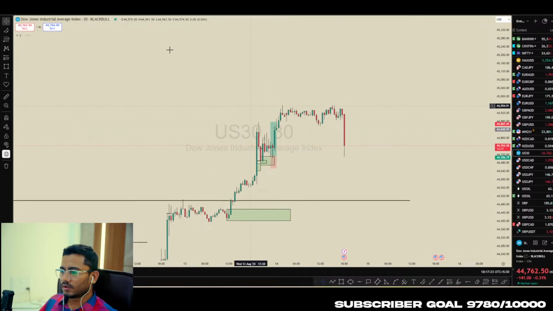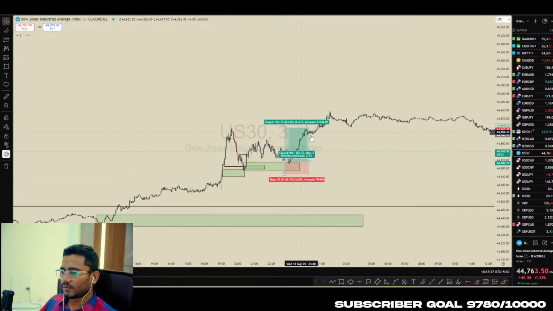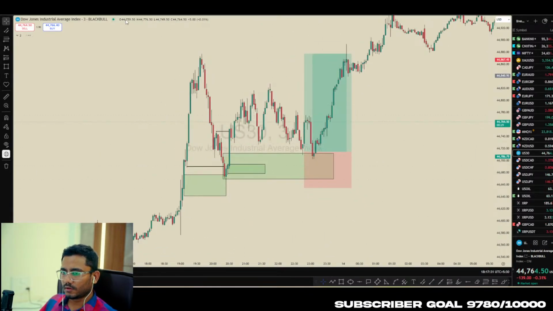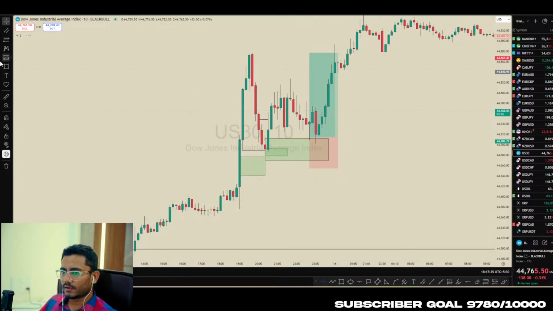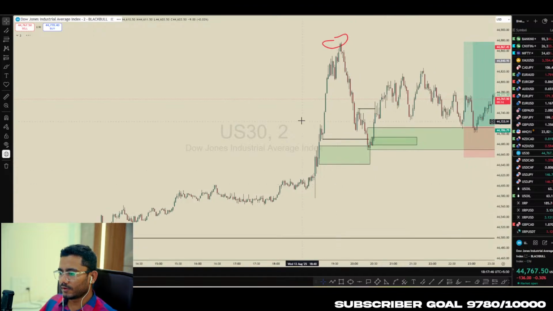US30, also look at here. This I took after the live session here. So the logic was price went, created new high, swept out this liquidity. We have this imbalance. You can see on 1 minute everything is mitigated over here.